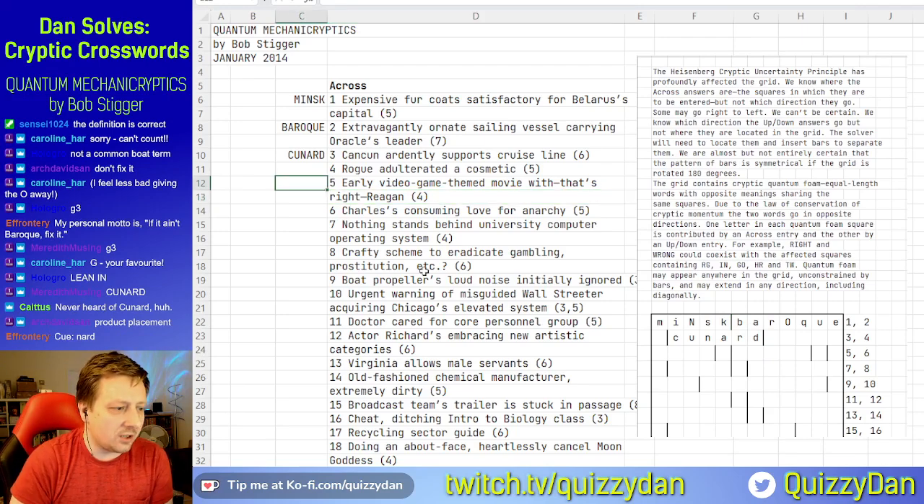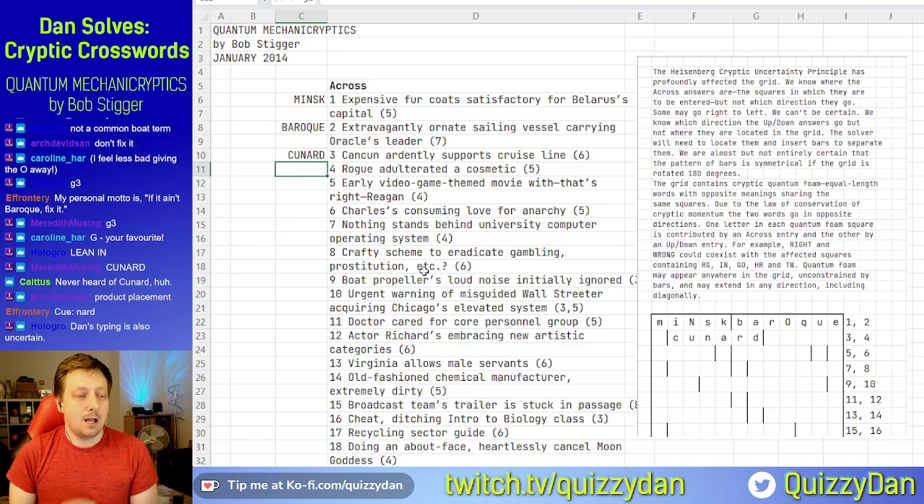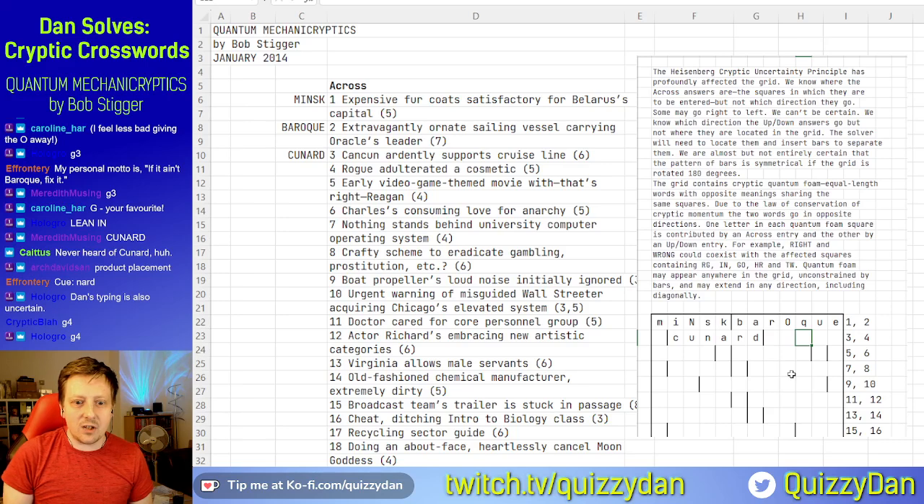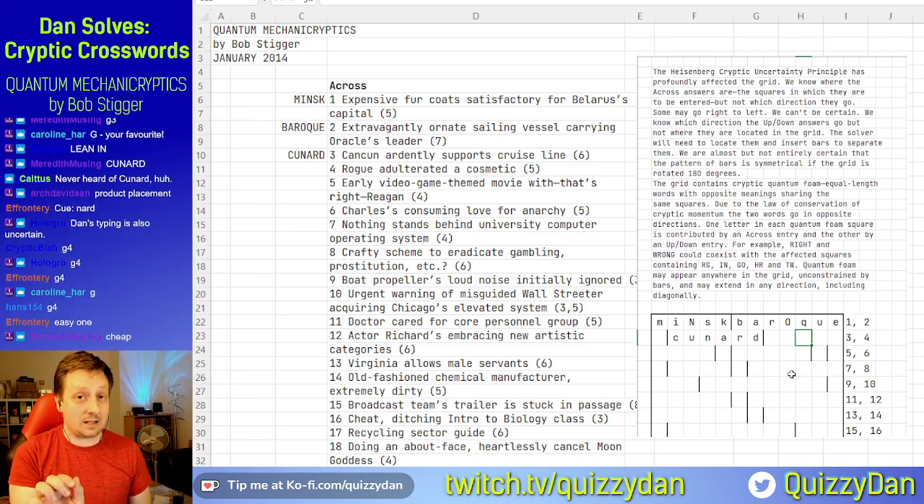Rogue adulterated a cosmetic. Okay, happy with this. Probably the middle letter is U, because we've got a Q here and going down. Unless, of course, it's a word that's going up. Oh, we could have a 7-up. We could actually have a second 7-up of the week. That could be very exciting. It would have to be this one, and it would have to end DA.